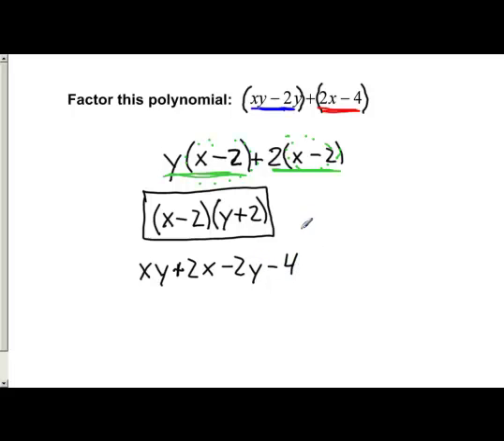Which, as you see, this polynomial matches up with our original polynomial, except with these two terms in opposite locations. But you can always add terms in any order that you like. So our check works. And you can see that this is a nifty way to factor if no other methods are available.